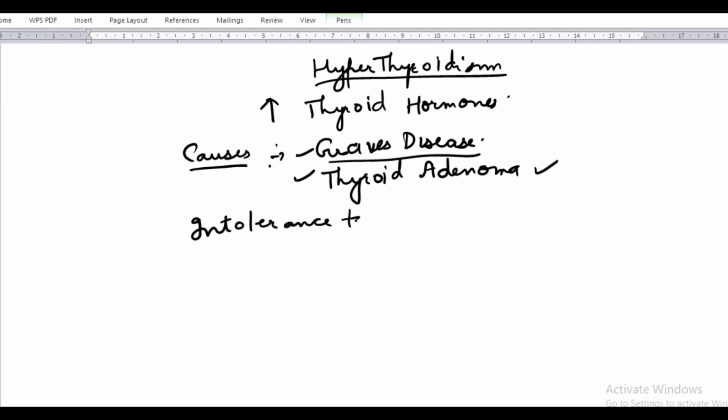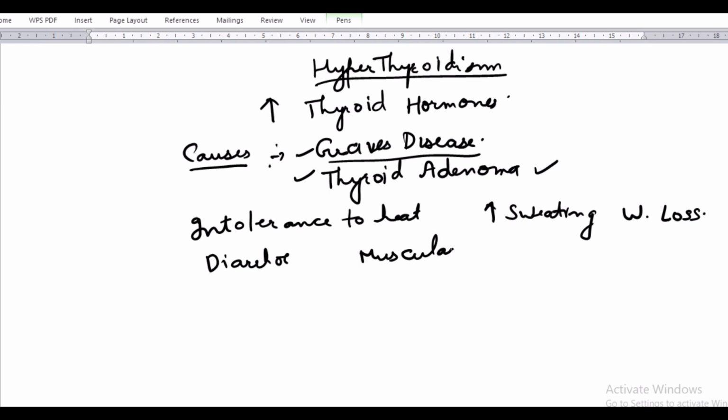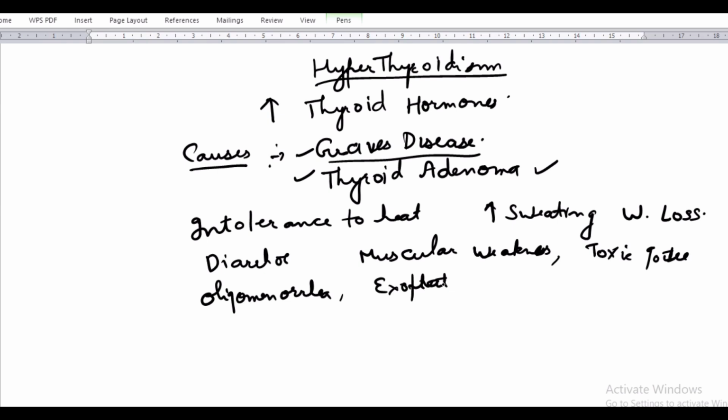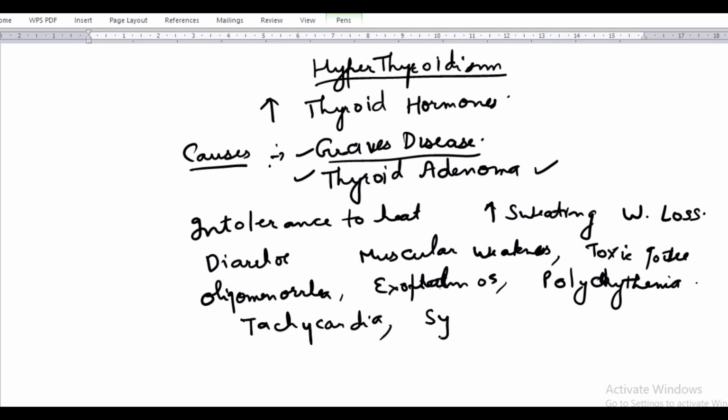There is intolerance to heat, increased sweating, weight loss, diarrhea, muscle weakness, nervousness, fatigue, inability to sleep, mild tremors, toxic goiter, oligomenorrhea, exophthalmos. Exophthalmos means the patient has a protrusion of the eyeball. Also polycythemia, tachycardia, systemic hypertension, and cardiac failure. Exophthalmos can lead to blindness due to optic nerve damage or corneal ulceration.